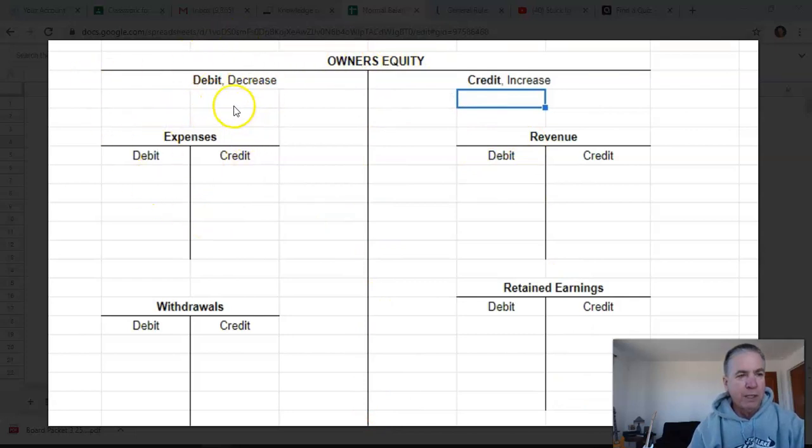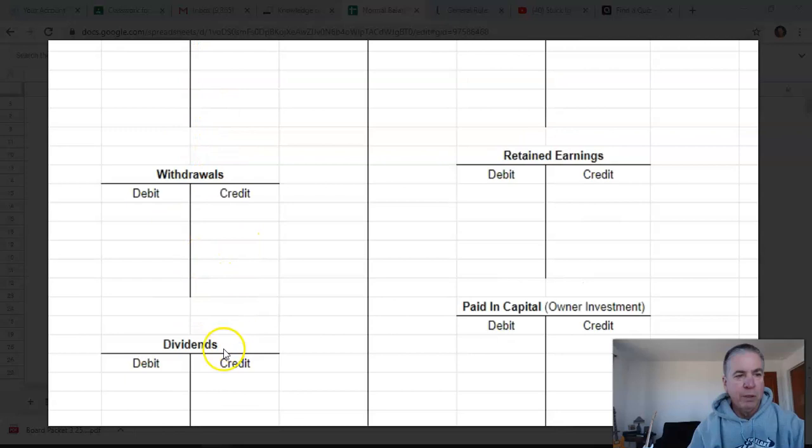On the left side, the debit side, the normal balance of an expense is a debit. Therefore, I've placed the T account on the left side of the owner's equity T account, just to indicate that expenses increase with a debit, withdrawals increase with a debit, and dividends also increase with a debit.